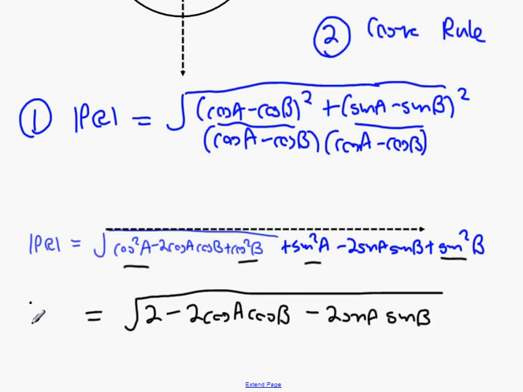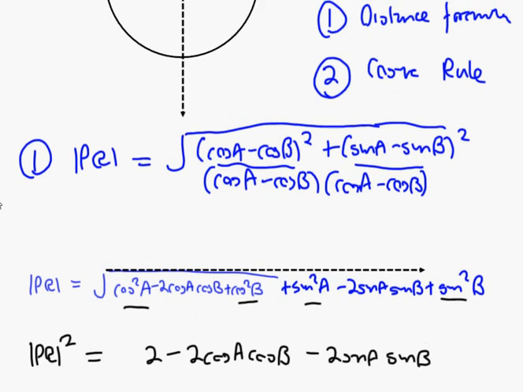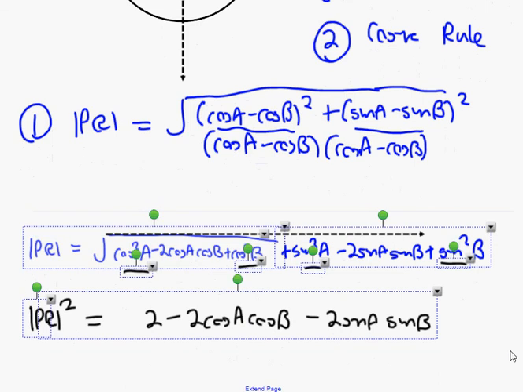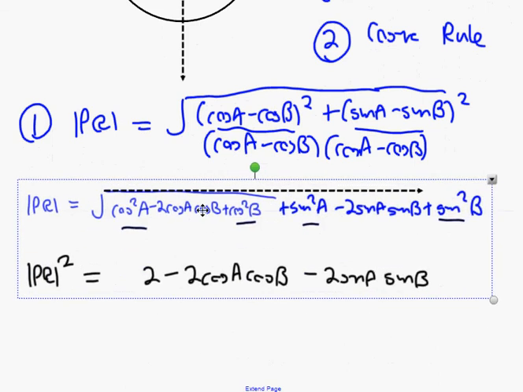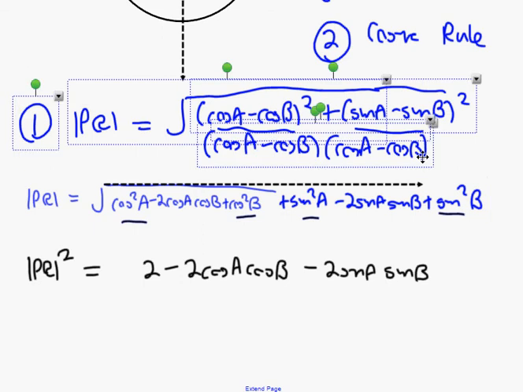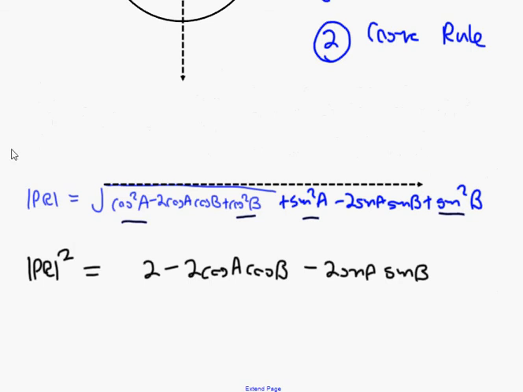I'm going to square PQ, and by squaring this, I can now get rid of the square root sign. And that's what I'm left with. I've only done phase 1. Phase 1 was just the distance formula. Okay? So all that is done. Okay? I'll just get rid of that part there. Now, so that part is done.